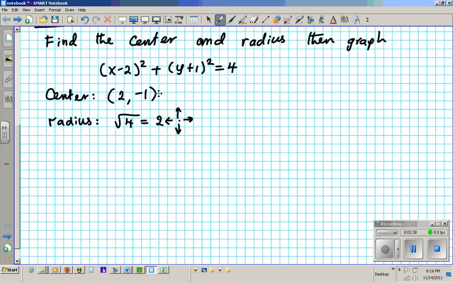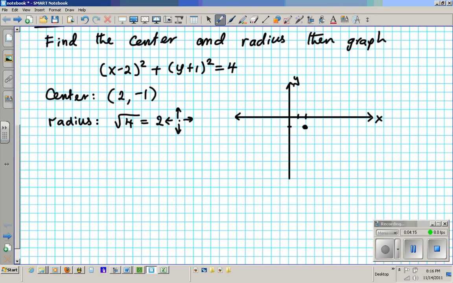This is 2, negative 1, which means you go to the right and down 1. Takes you to quadrant 4. So let's make our quadrant 4 a little bit bigger than the other quadrants. Alright? So let's make it like that. I think that will suffice. So starting from the center, I'm going to go 1, 2. And then go down 1. Okay, this is my y-axis, and this is my x-axis. So your center is going to be 1, 2, and down 1.